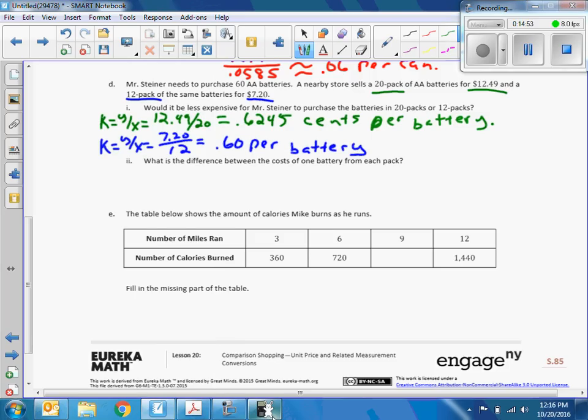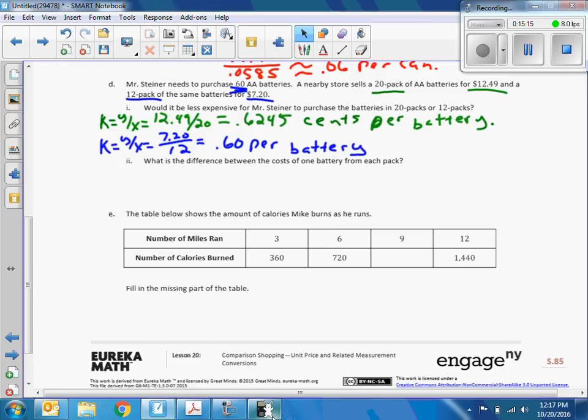Okay. So the 20 pack is 62 cents each. 12 packs were 60 cents each. And he needs 60. So the next thing I would wonder is, can I buy whole packs and not have any leftovers? In other words, I want 60 batteries. If I buy 12 packs, will I end up with like 62 and have 2 that I don't want?